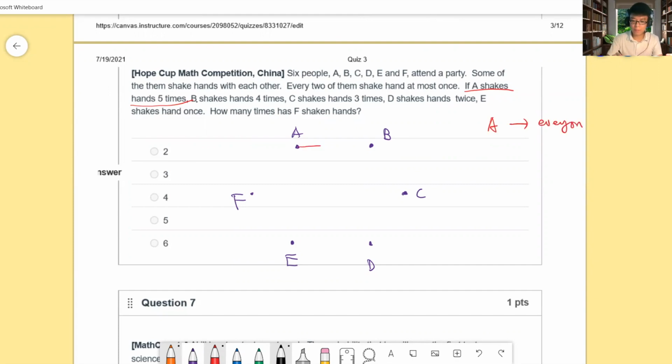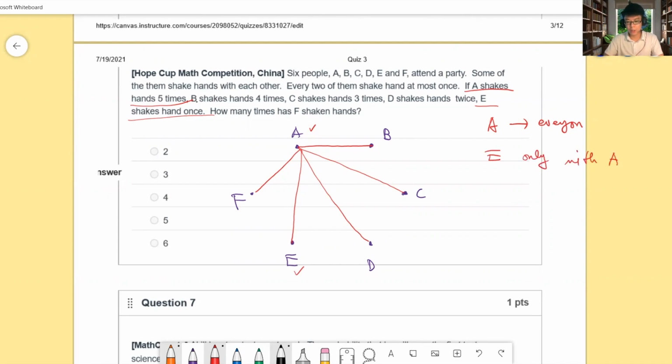So I connect AB, AC, AD, AE, and AF. So A is done. And also notice that E shakes hands only once. We know E already shook hands with A, so E is already done. E cannot shake hands with anyone else. So E shakes hands only with A.